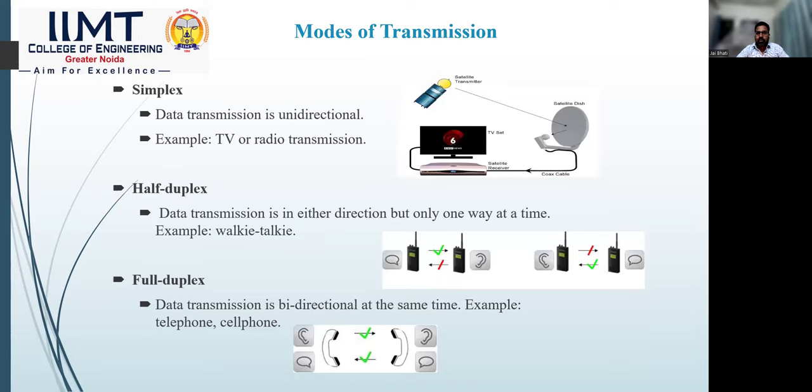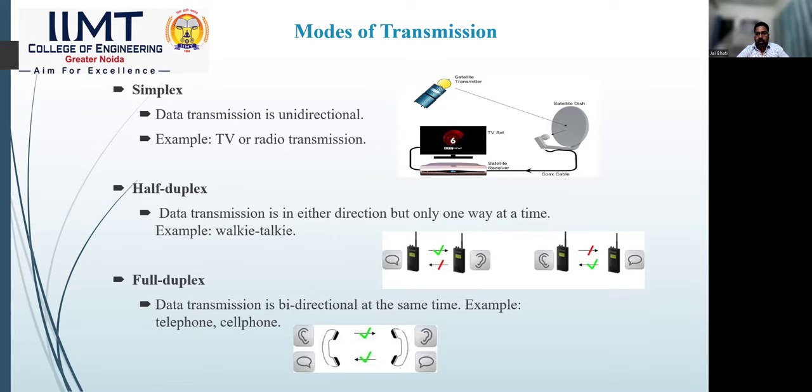Now come to the modes of transmission. There are three modes of transmission used in computer networks: the simplex, half duplex, and full duplex. In simplex mode of transmission, data transmission is unidirectional, means the sender is always a sender and the receiver always remains a receiver. For example, in TV or radio transmissions, the broadcasting stations always act as the source or sender, and the radio or TV receiving sets always act as the receivers.